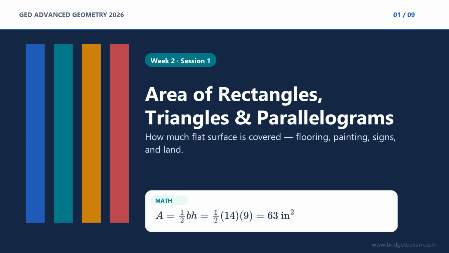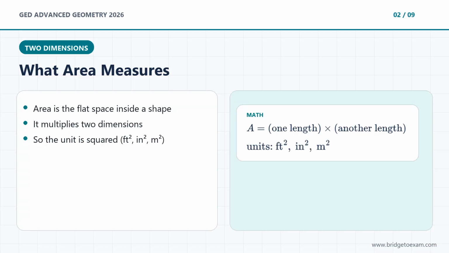Area tells us how much flat surface a shape covers. It shows up on the GED in flooring, painting, fabric, land, and signs. Today we will master three shapes: the rectangle, the triangle, and the parallelogram. And we will always keep our units square. Let's start with the idea.